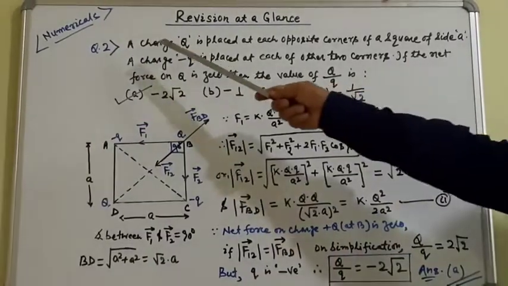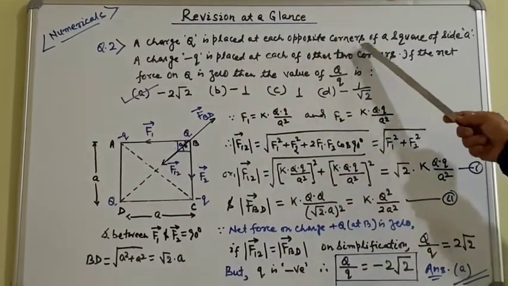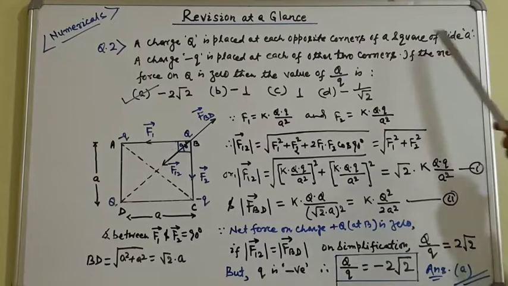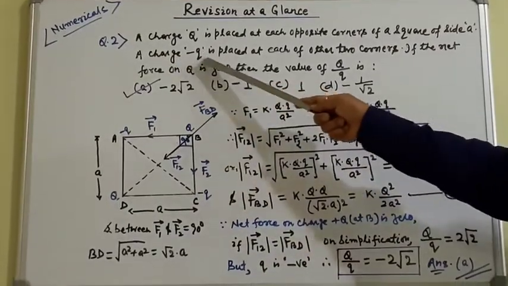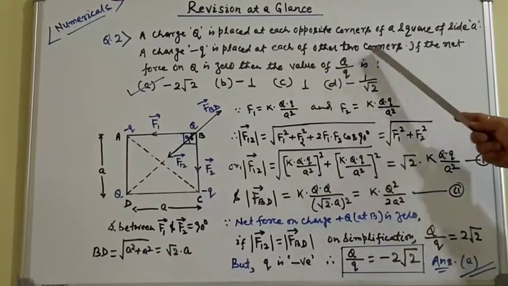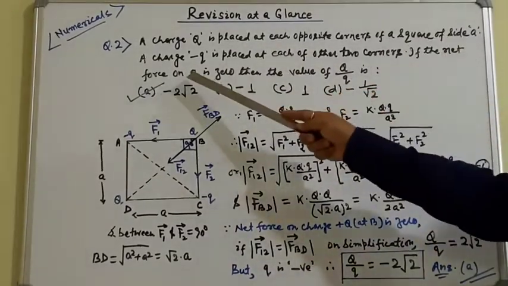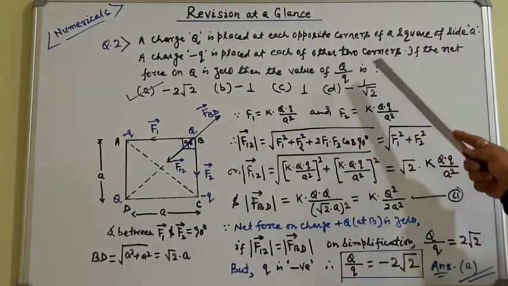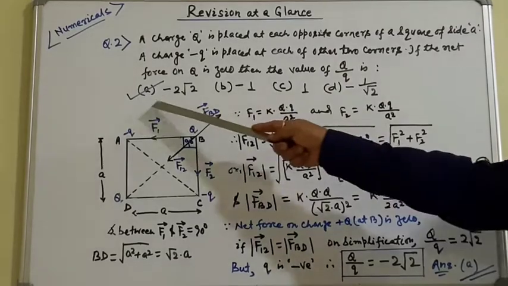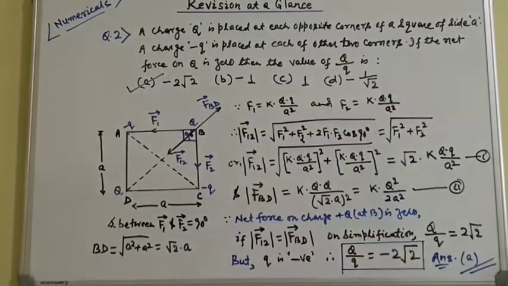See the second question. A charge Q is placed at each of two opposite corners of a square of side A. Here it is shown. A charge minus Q is placed at each of the other corners, also shown. If the net force on Q is 0, then what is the value of Q by q? So 4 options are given. Answer A is correct, it has the tick mark. So we'll check how it is correct.